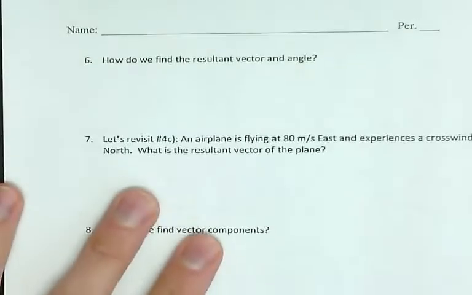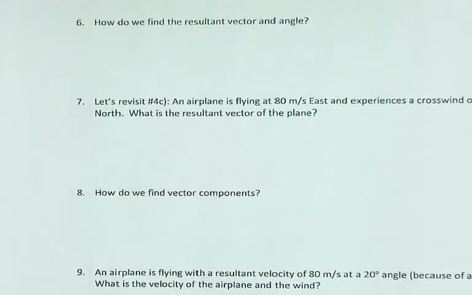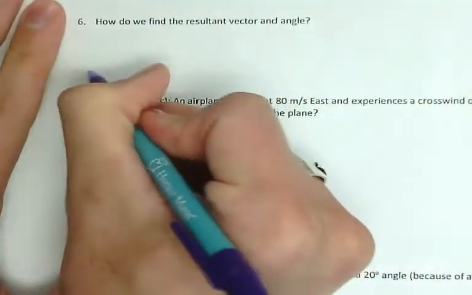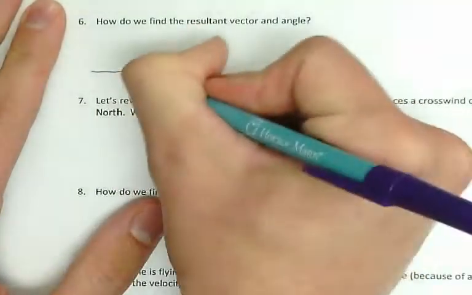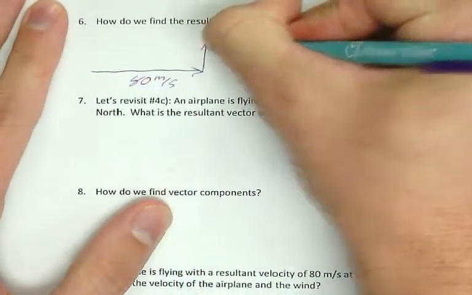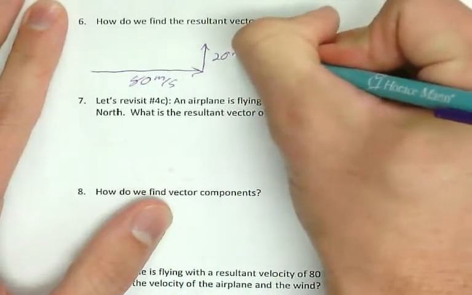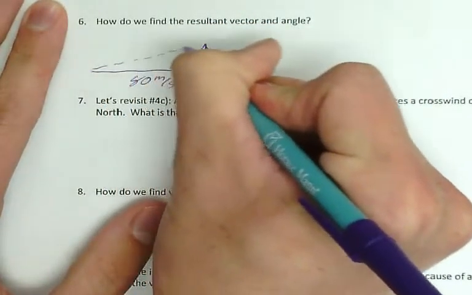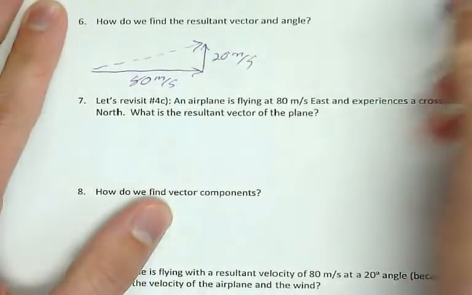All right. So how do we find the resultant vector and the angle? Here's what we have so far. We've got 80 meters per second east. We've got 20 meters per second north. We're finding the resultant vector. Maddox, what does that look like to you?